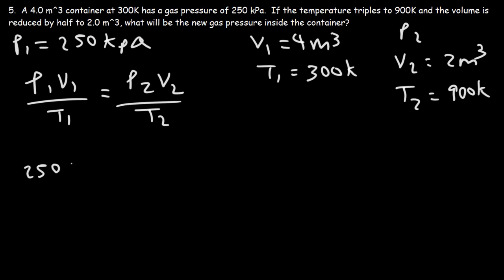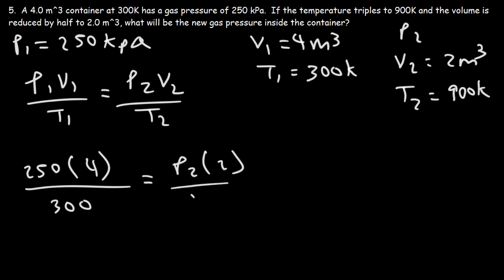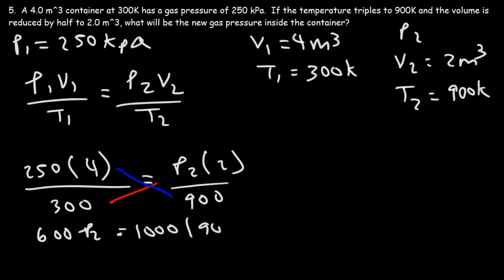So this is going to be 250 times V1, which is 4, over T1, that's 300 Kelvin, equals P2 times V2 over T2. So let's cross multiply. Here we have 300 times 2 times P2. So that's going to be 600 P2. Here we have 250 times 4, that's 1000, and then times 900. So let's divide both sides by 600.